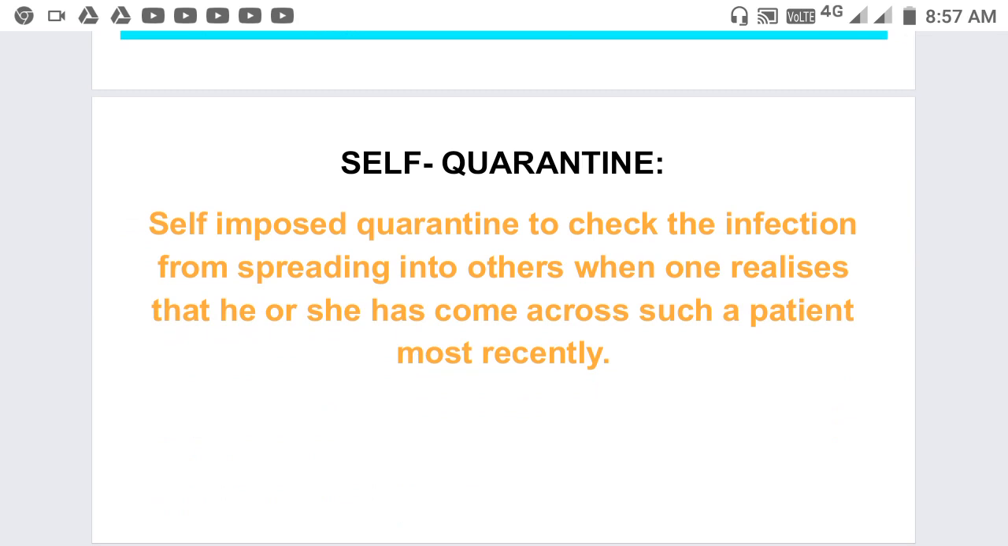There is another category of quarantine, that is self-quarantine. What is self-quarantine? It's self-imposed quarantine to check the infection from spreading to others when one realizes that he or she has come across such a patient most recently. That means this type of self-quarantine is not imposed by the government but by the person himself or herself, as soon as the person realizes that he has recently come across a COVID-19 patient or any other patient suffering from a contagious disease. He or she decides to put self-quarantine upon himself or herself so that the infection does not spread among the other members of the family or the locality in which he or she lives.